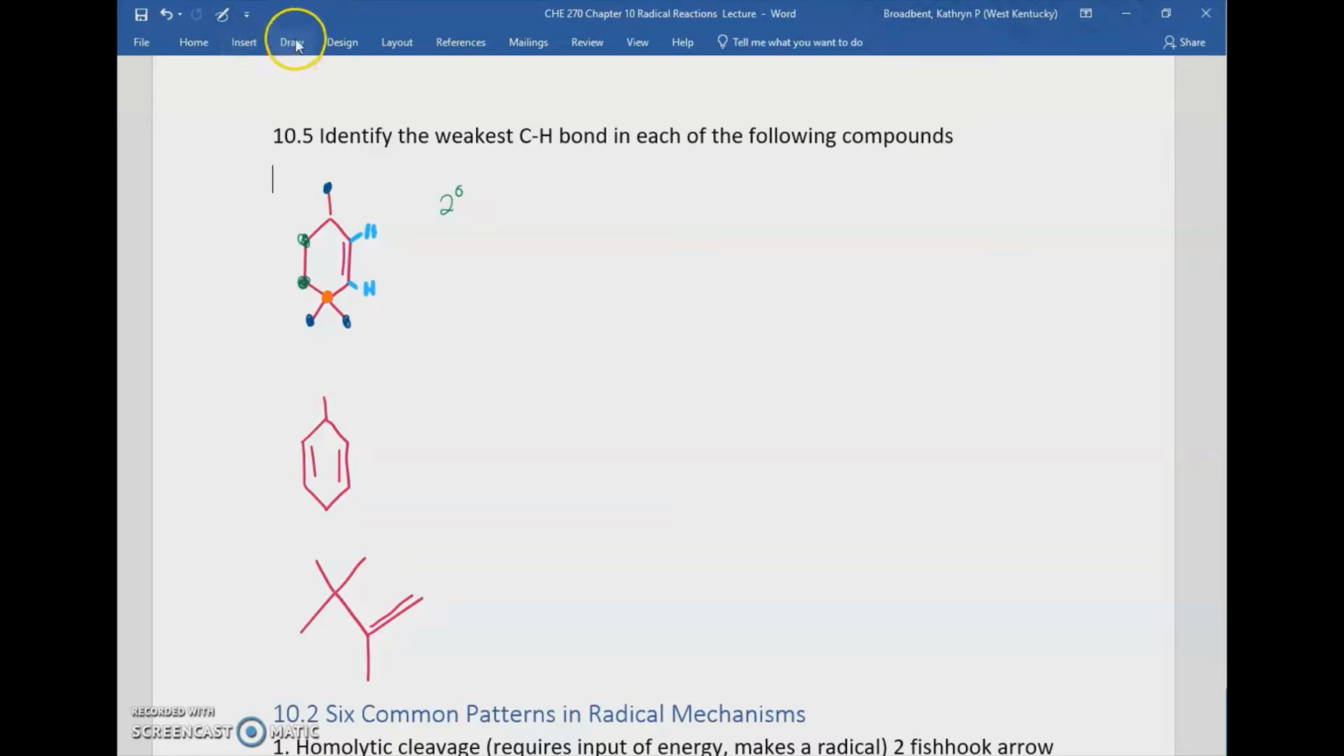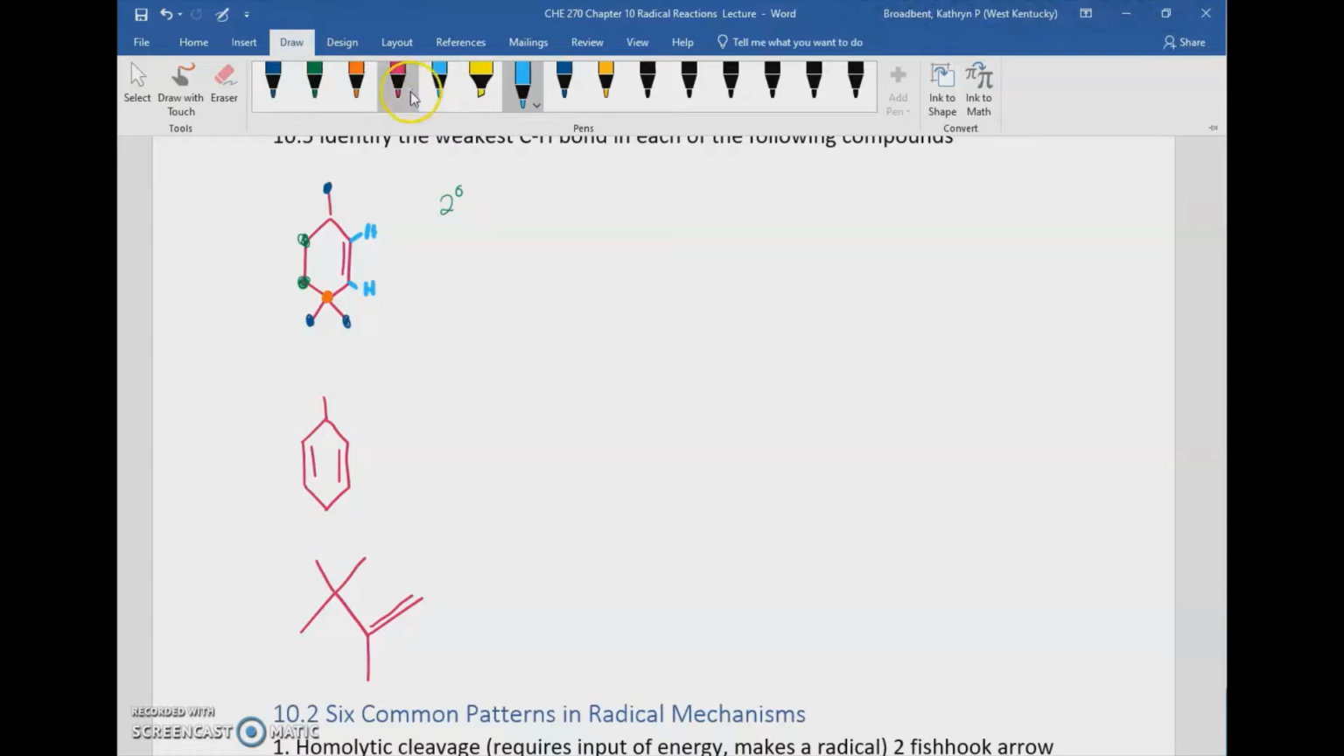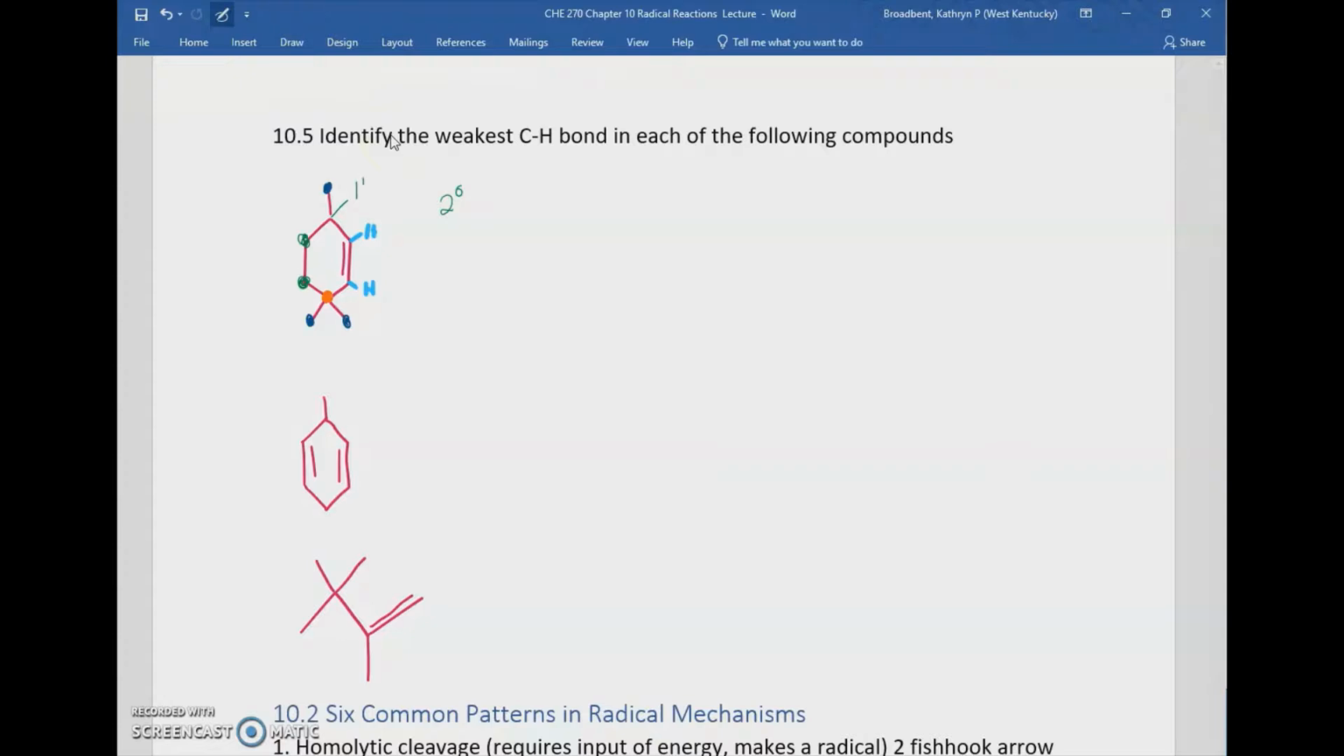So that leaves us with our last hydrogen. We have a hydrogen that's coming off, we'll do here in green. If we pull that hydrogen and put a single electron there, we'll have a tertiary, which is great, better than the secondary that we had before. And it's also allylic to this double bond, and so it will be the weakest carbon-hydrogen bond. This will be the hydrogen that gets removed.